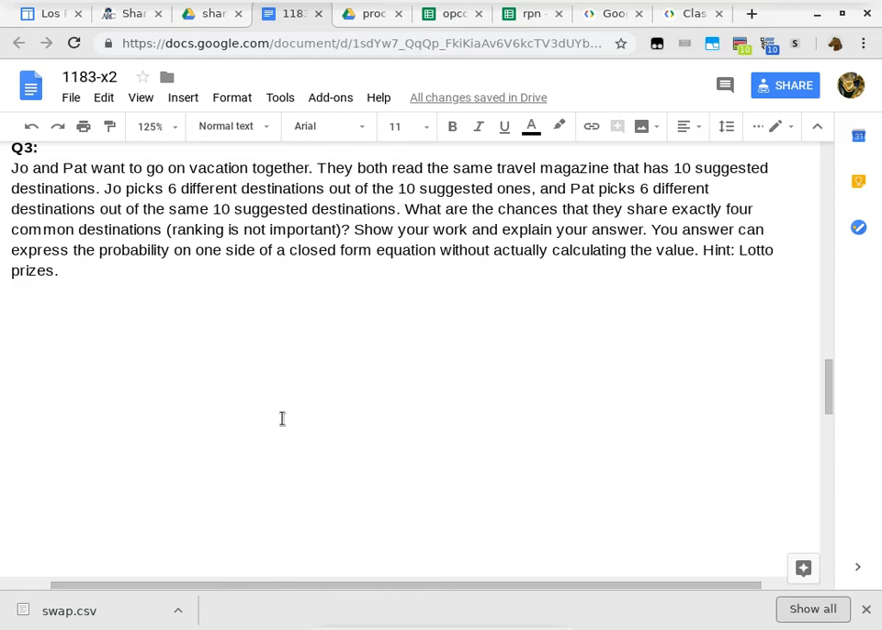Okay, so then you look at Pat's selection as an individual lotto ticket, and you're asking the question of, out of the 6 lucky destinations, what are the chances that Pat ends up picking 4 of the 6 lucky ones and 2 out of the unlucky ones? That becomes the question. Then it becomes the lotto problem again. Is that making any sense? Okay, so maybe a graphical representation is better.